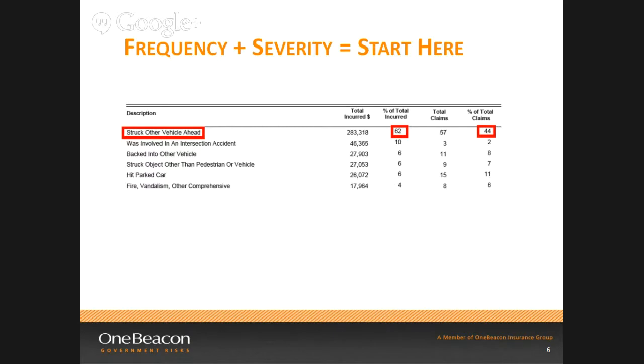So if there was one thing that you guys could do to help yourselves and to better your program, it would be to take a look at those struck other vehicle ahead accidents and start doing a little bit of accident investigation, asking the why questions, and we'll get into that just a little bit.